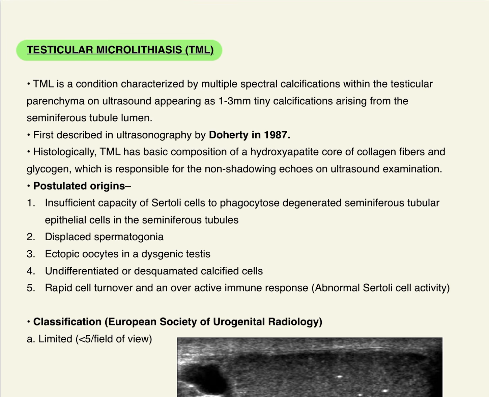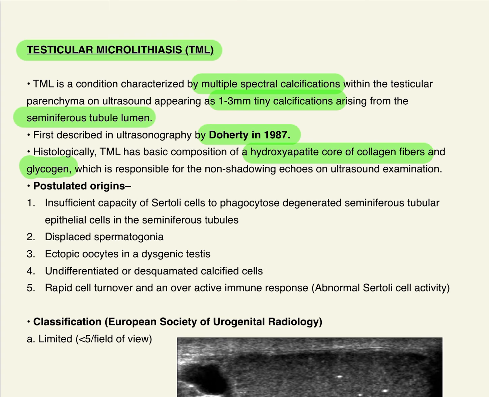TML is a condition that is characterized by multiple spectral calcifications within the testicular parenchyma that appear as 1 to 3 mm tiny calcifications. These arise from the seminiferous tubule lumen. It was first described by Doherty in 1987 on ultrasonography, even though multiple autopsy reports are available before this date. Histologically, it is composed of a hydroxyapatite core of collagen fibers and glycogen. The significance of this composition is also there, which I will tell you in the coming sections.